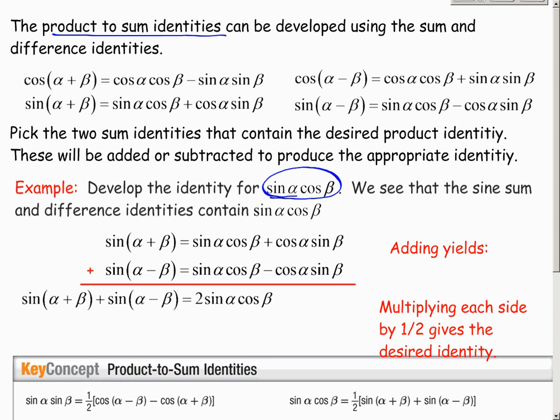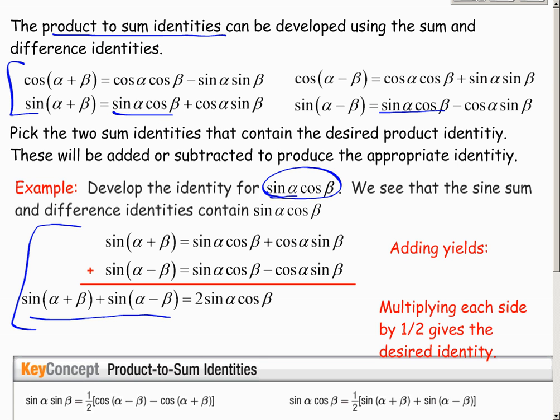So we're going to pick the two identities that contain sine alpha cosine beta. Looking up in the identities here, I want sine alpha cosine beta. Well, I see sine alpha cosine beta there, and over here I have sine alpha cosine beta. So I'm going to take those two identities, and down here you can see we've taken those and added them together. So the left side of the equal sign becomes sine of alpha plus beta plus sine of alpha minus beta.